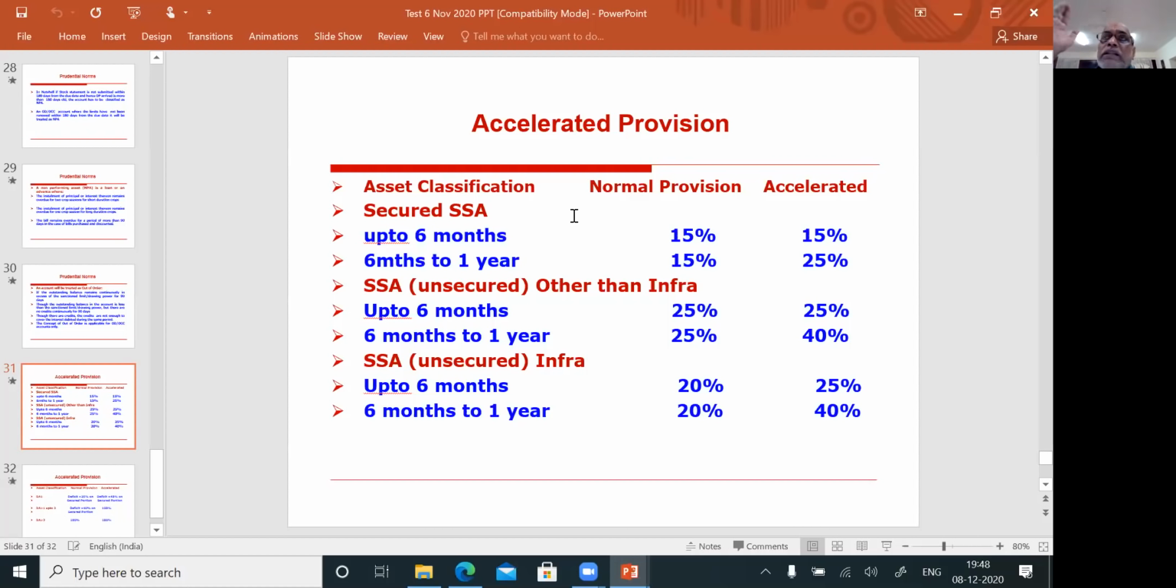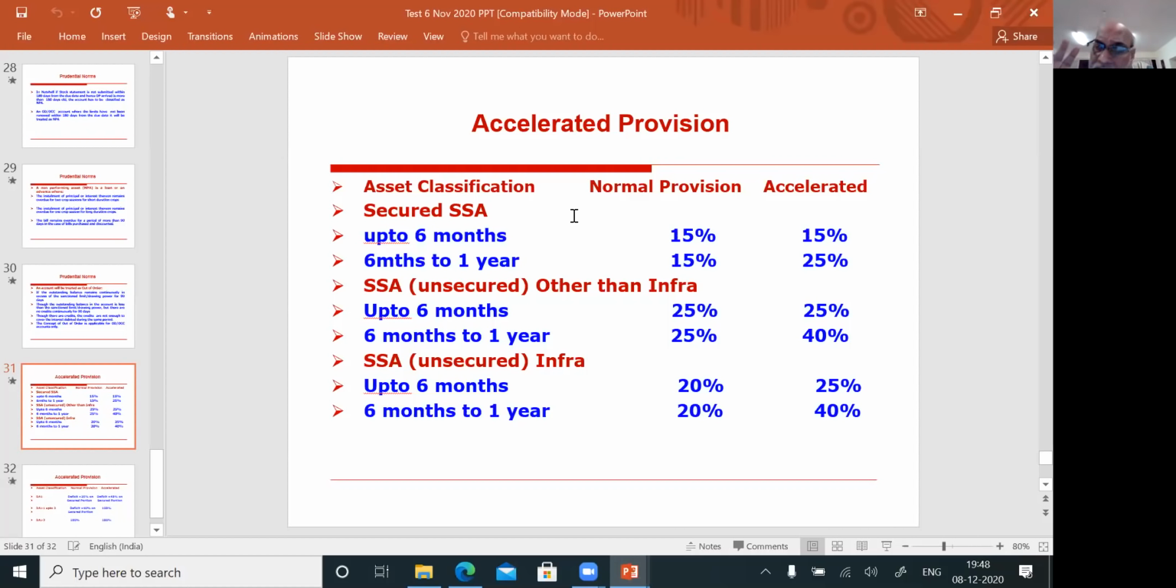When you start doing the high value accounts, evergreen, Reserve Bank says, if we find out that you have been evergreening the account, then you have to pay accelerated provision. You have to keep more provision. That is called accelerated provision. What is that? We will see.